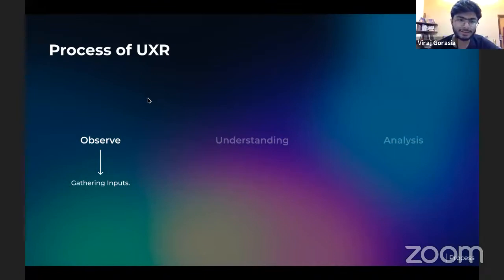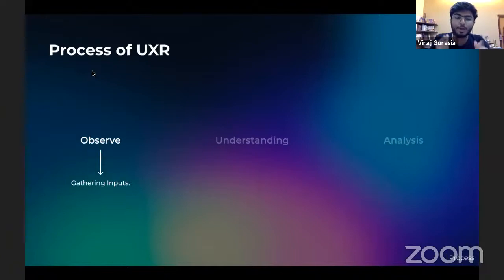So last thing, we're going to talk about the process of UXR. This is a very important thing. I would want everyone to pay attention to this part specifically, because we made a lot of mistakes here, because we were beginners as well when we were doing the case study. So broadly, the process of UXR is divided into three parts: observing, understanding, analyzing, right?